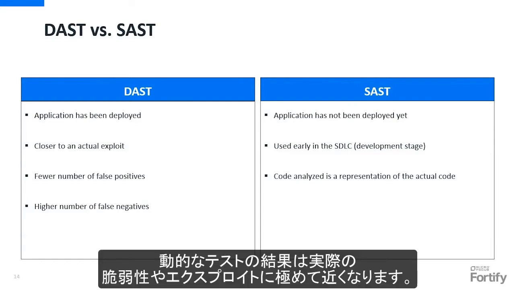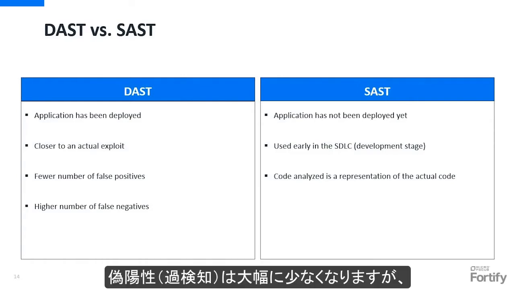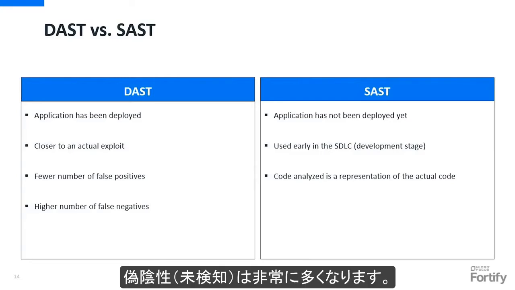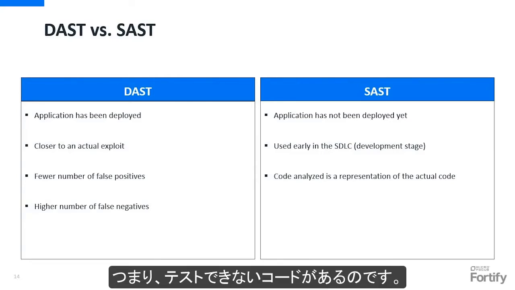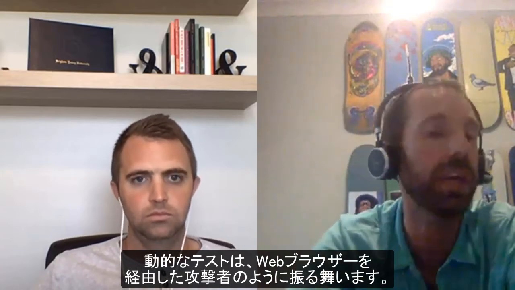So dynamic results are much closer to actual vulnerabilities or exploits. They will have significantly fewer false positives, right? But they will have significantly more false negatives, meaning code that they're not able to test. They can only test what is dynamically presented to them. Dynamic testing is coming in like an attacker would through a web browser.